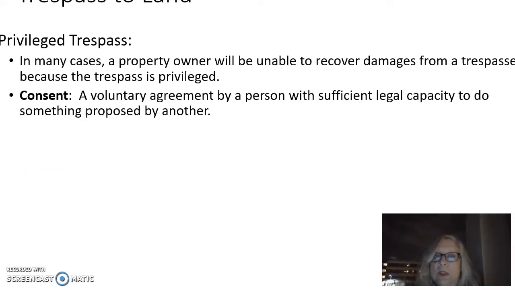There are privileges, so sometimes trespass is allowed. That's what a privilege is. And so a property owner can't recover damages, for example, if the property owner has consented to the trespass. And there are several others that you want to look at in the book. I don't have time in this particular lecture to go through all of them, but you can take a look in the book at those.